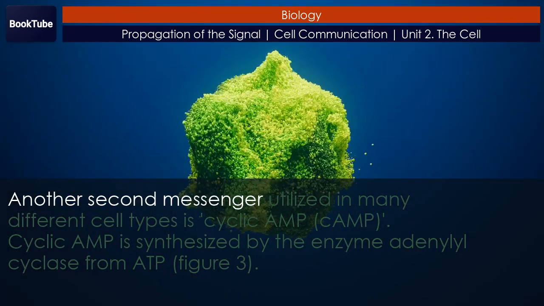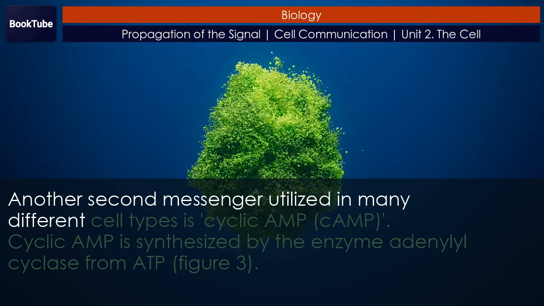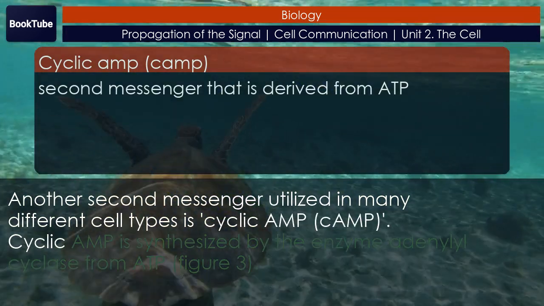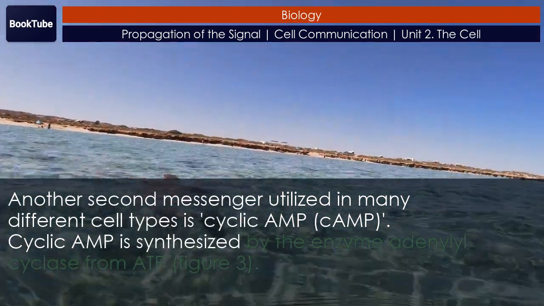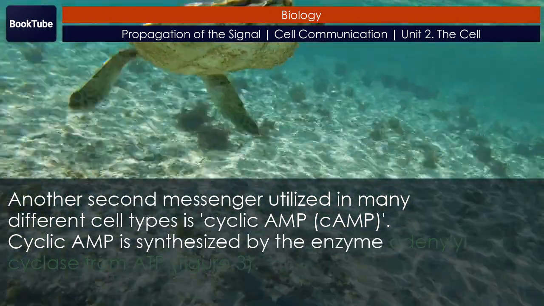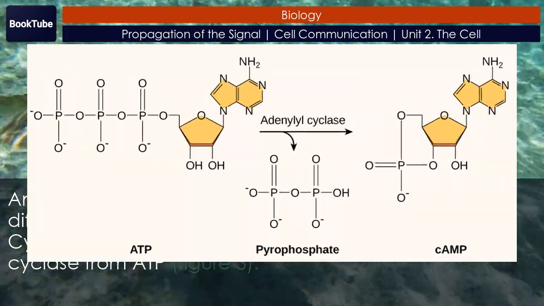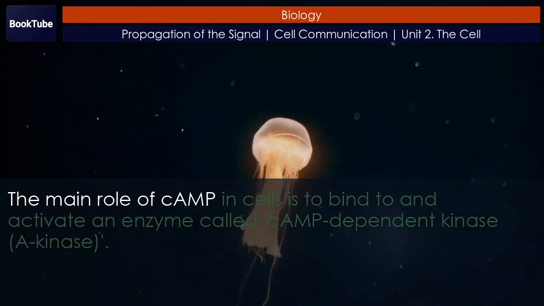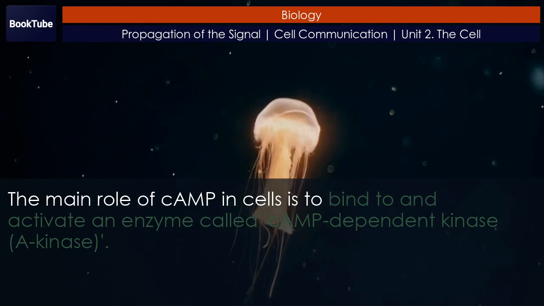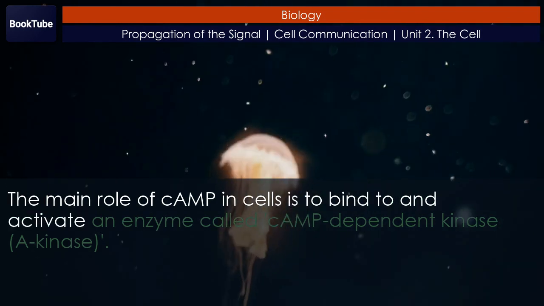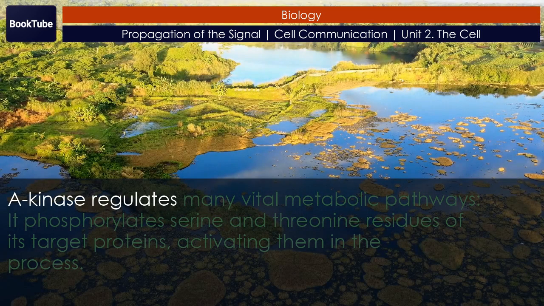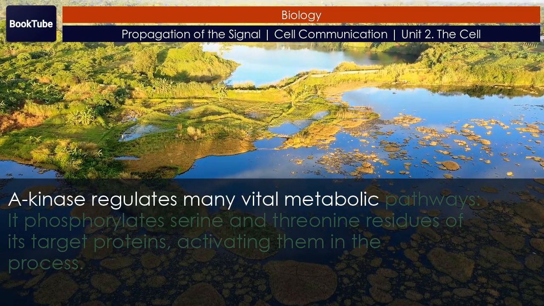Another second messenger utilized in many different cell types is cyclic AMP, cAMP. Cyclic AMP is synthesized by the enzyme adenylyl cyclase from ATP. Figure 3. The main role of cAMP in cells is to bind to and activate an enzyme called cAMP-dependent kinase, or A kinase.